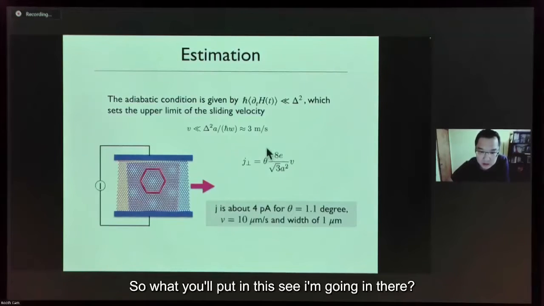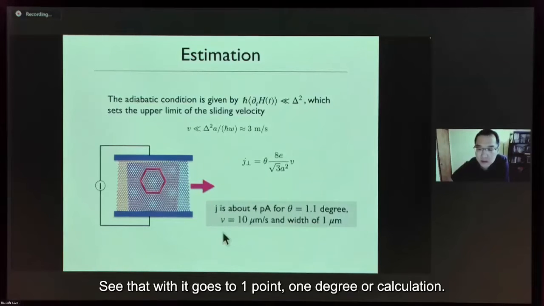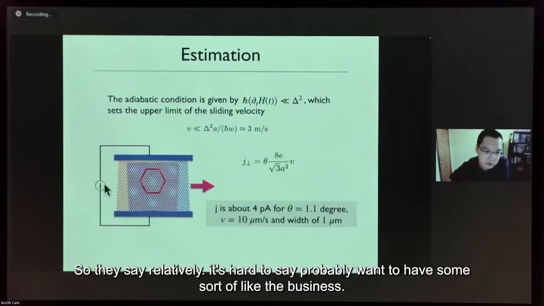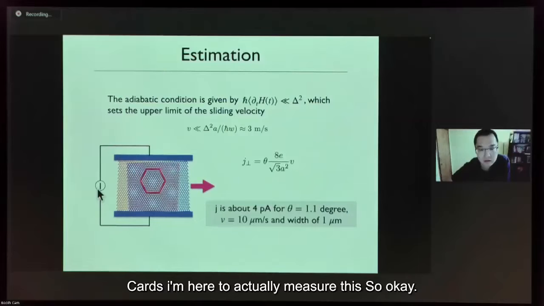So once you put in this theta angle, you can see that for theta equals 1.1 degrees, our calculation is that the current density would be 10, and also for a sliding velocity of 10 micrometers per second. Some of the high speed cameras can reach that speed, and then for a width of 1 micrometer, you get 4 pico. So this is a relatively small current. So you probably want to have the ability to detect single electrons, like have a capacitor here rather than a current ammeter to actually measure this effect.